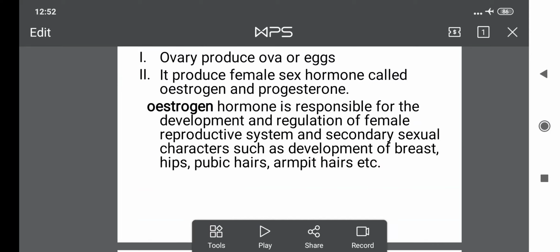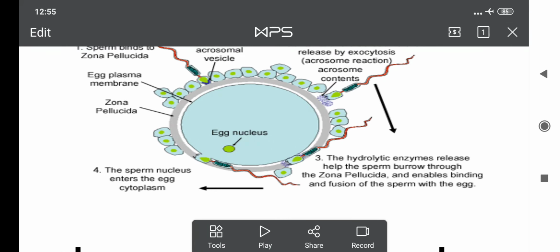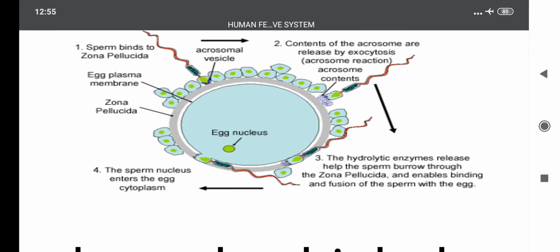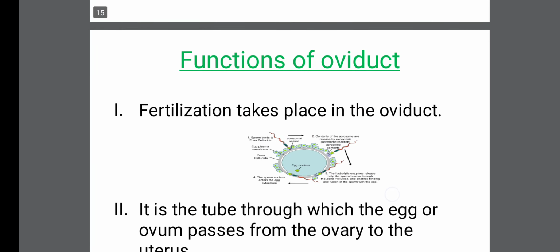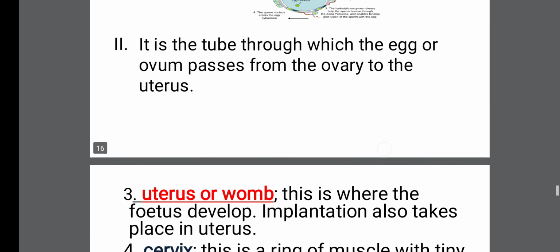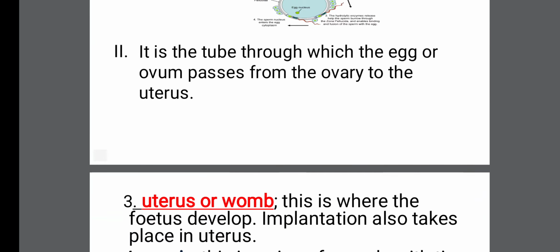Might not be this color, but let's proceed. When the sperm goes to meet the egg and fertilization occurs, it means a new individual, or zygote, is formed. That is what fertilization is all about. Then the oviduct, or the fallopian tube, is also a tube through which the egg or ovum passes from the ovary to the uterus. From the ovary to the uterus.